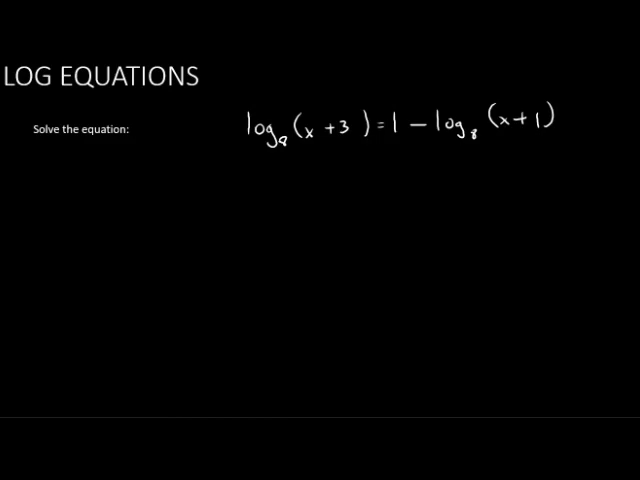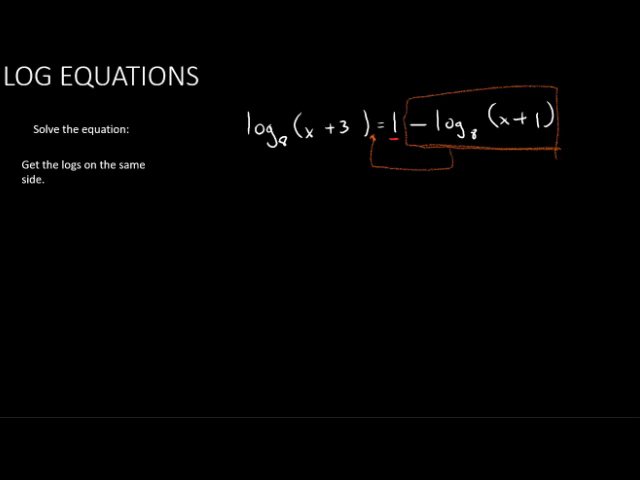Here we have a log equation that says log base 8 of x plus 3 equals 1 minus log base 8 of x plus 1. To begin, we'll get the logs on the same side. This means we'll take the negative log base 8 of x plus 1 and move it to the left side. The 1 that comes in front of it we'll leave where it is.